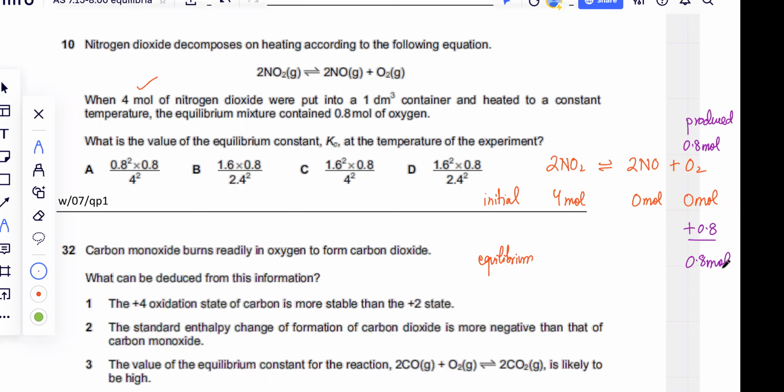Yes. So initially you didn't have any O2, but now you've got 0.8. That means 0.8 got produced, so there must have been some forward reaction. If one O2 is produced, then two NO are produced along with it. So it's 1:2. If 0.8 are produced, how much NO would be produced according to the ratio?